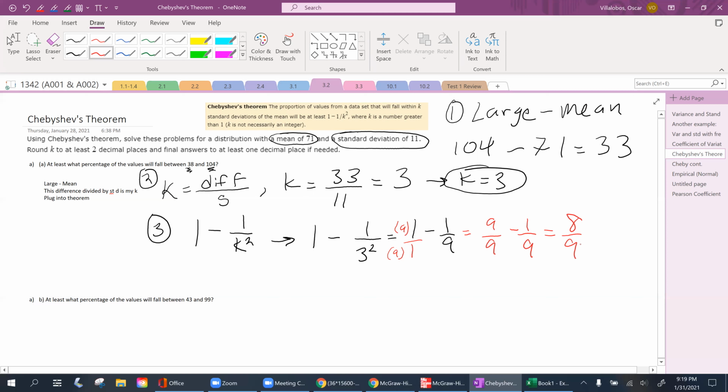Let's go ahead and compute that. 8 divided by 9, and we said 2 decimal places, so that's going to give me 0.89. If you're asked to give a percentage, we're going to multiply that by 100. That's 0.89 times 100, and that's going to give me 89%.